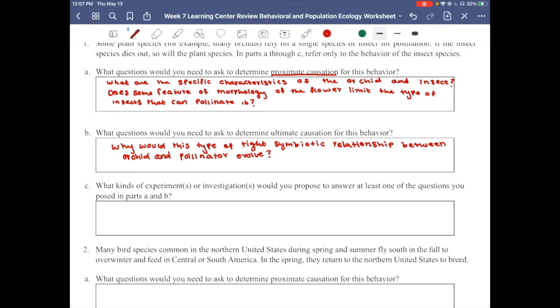All right, and then C is asking what kind of experiments or investigation would you propose to answer at least one of the questions in part A and part B. So there's multiple correct answers here, but for an example, I'll do what factors draw the insects to the flower.